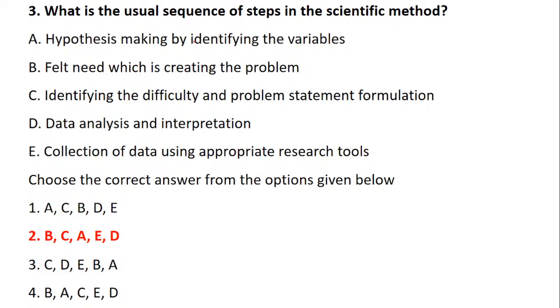The sequence of the steps in the scientific method. Okay, the sequence includes options like hypothesis making, felt the need in which the problem is created, identifying the difficulty and problem statement formulation. So basically it is the formulation of a problem. That is the meaning of this particular statement, then data analysis and interpretation, collection of data. So yes, here I think you made a mistake. Felt need which is creating the problem.